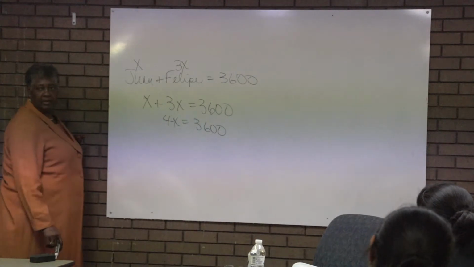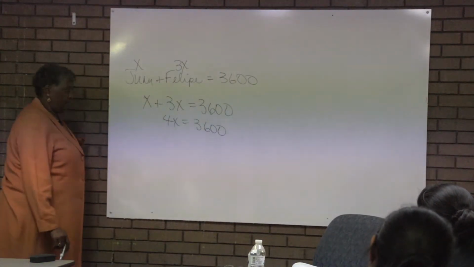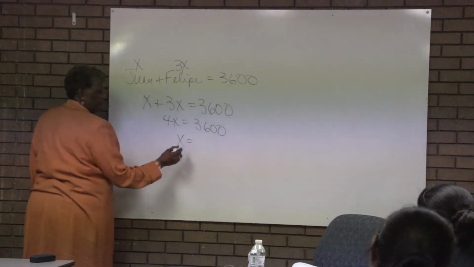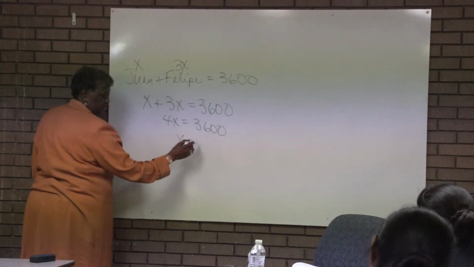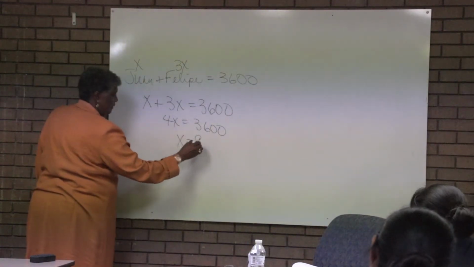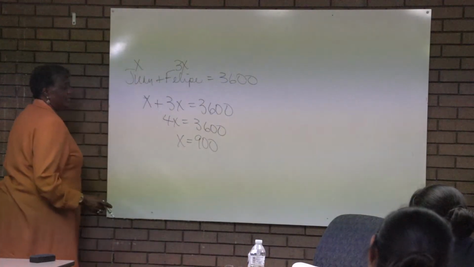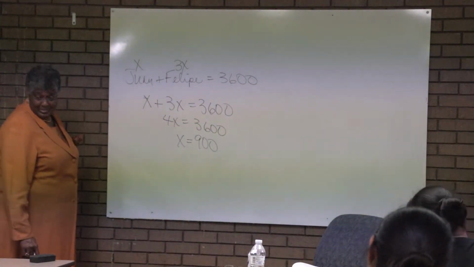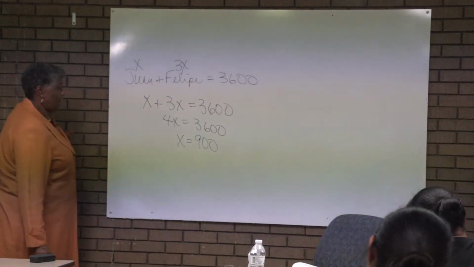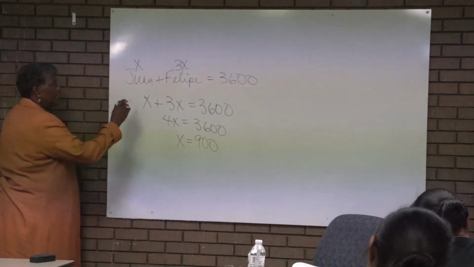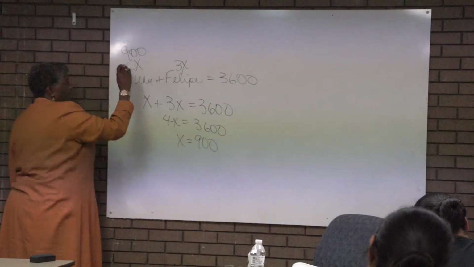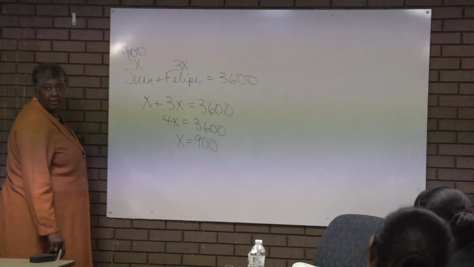How am I going to find out what that number is? You divide it by 4. Divided by 4, and how much is that? 900, because 9 times 4 is 36. Yeah, you're right. So how much does Juan make? Juan makes 900.